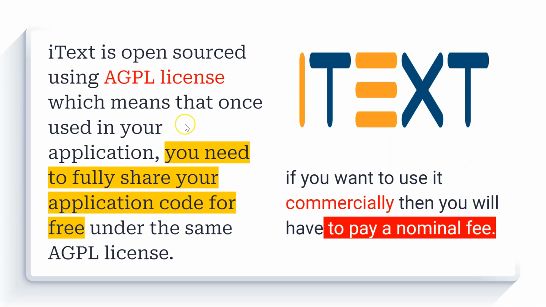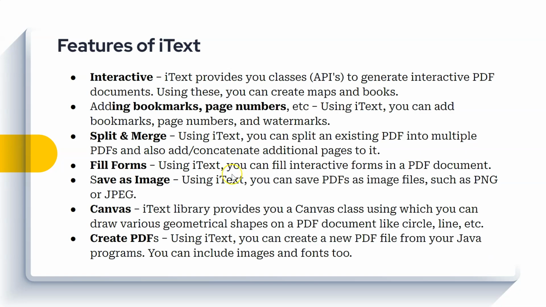Guys, it is very important to know about the license of the iText library. iText is open sourced using the AGPL license, which means that once you use it in your application, you need to fully share your application code for free under the AGPL license, because you are using the free version of the iText library. But if you want to use it commercially in your projects, then you will have to pay a nominal fee.